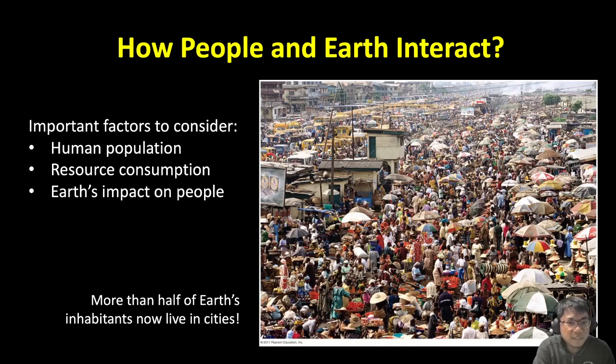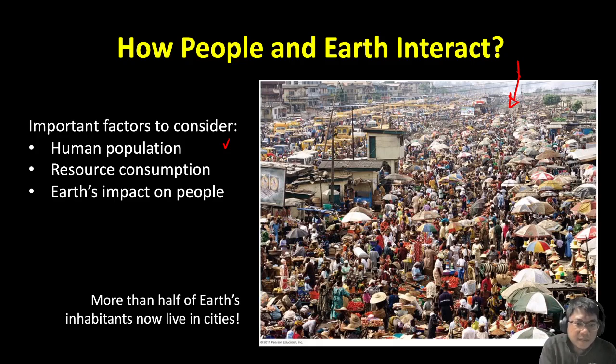The very first one is the human population, how many people we have in a certain region. For example, here is a picture of a market, I believe. I'm not really sure where that is exactly, but as you can see here, it is full of people. There's a lot of activities going on, and there could be some impacts to the environment because of these activities.